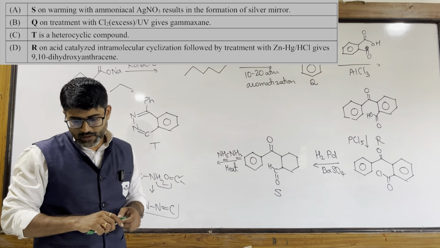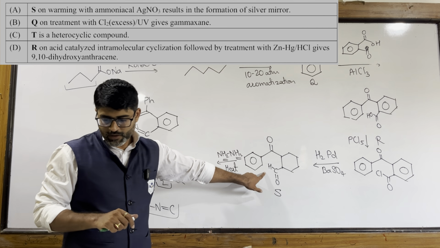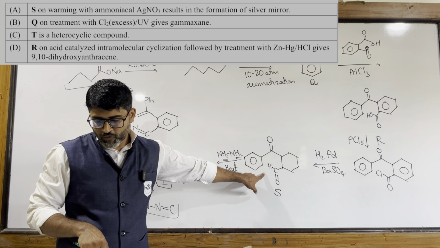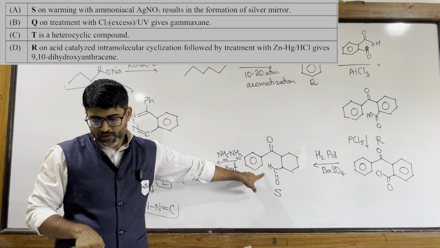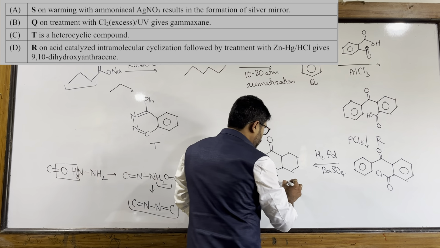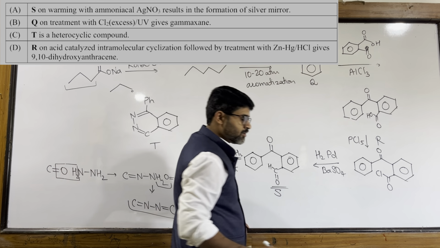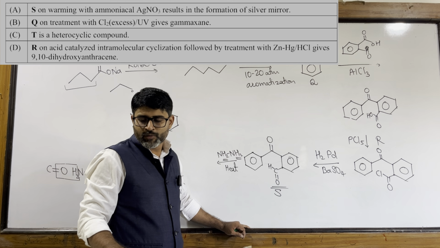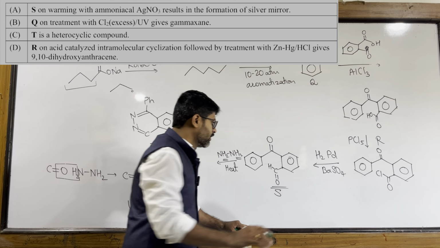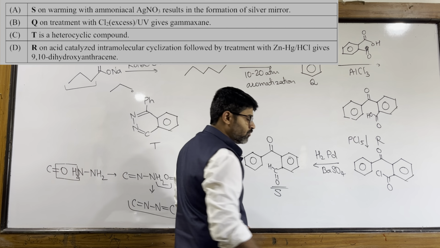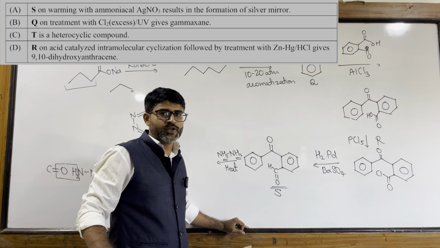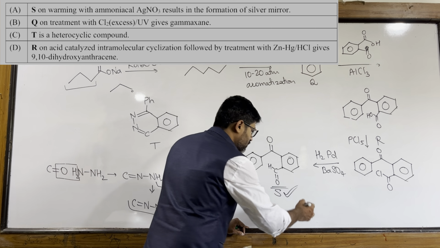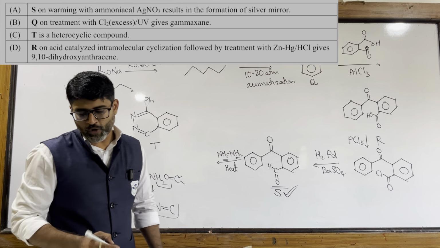So the first statement is: S on warming with ammoniacal AgNO3 results in the formation of silver mirror. So definitely this compound has one aldehyde group. So it will give the silver mirror test in the presence of ammoniacal silver nitrate, AgNO3. This group is oxidized to a carboxylic acid group and Ag+ is reduced to Ag. So this aldehyde gives the silver mirror test. So option A is correct.